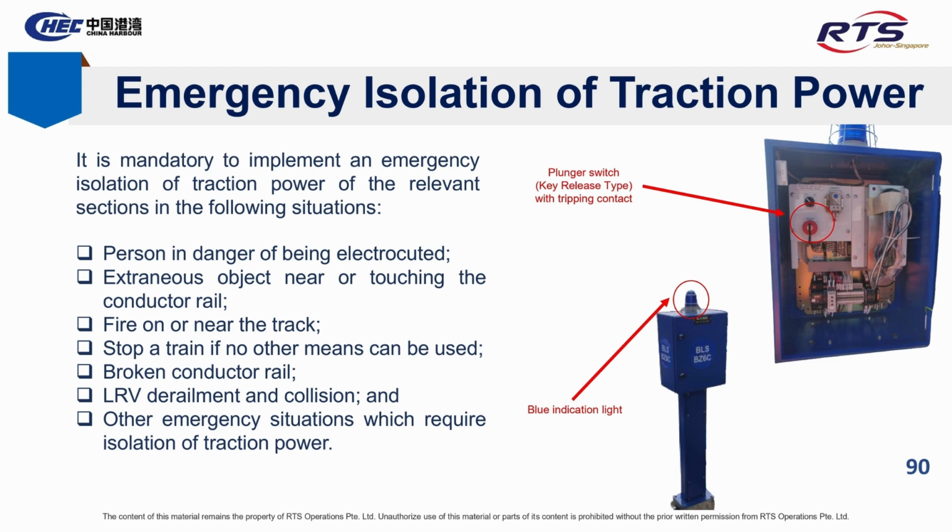When a person is at risk of electrocution, when an object is near or touching the conductor rail, when there is fire on or near the track, when a train must be stopped but no other means are available, when a conductor rail is broken, in the event of an LRV derailment or collision, or during any other emergency that poses a threat to safety and requires traction power to be cut.